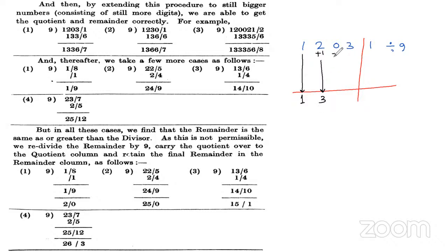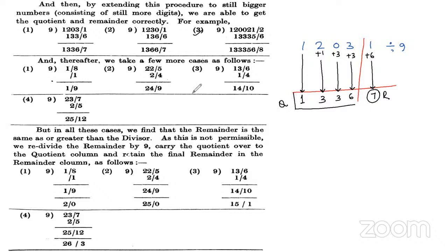Now this 3 is added to the 0. Then we get 3 in the quotient, and this 3 is added to the 3, so that we get 6 in the quotient. So 6 is added to the 1, then we get 7 in the remainder part. Now 7 is our remainder part, and 1336 will be our quotient part.